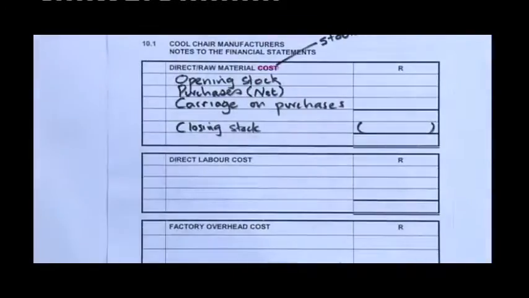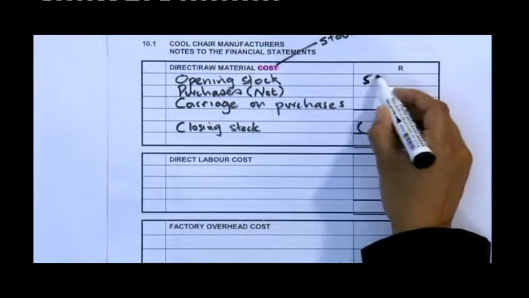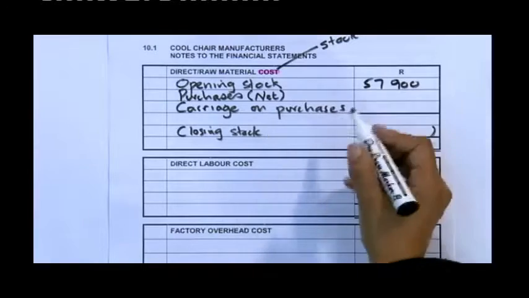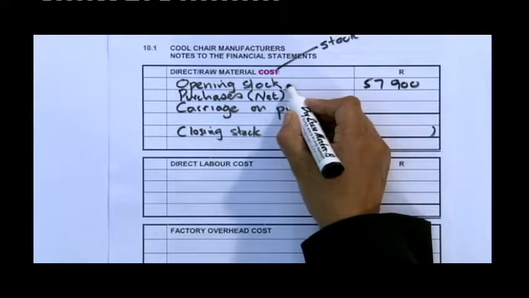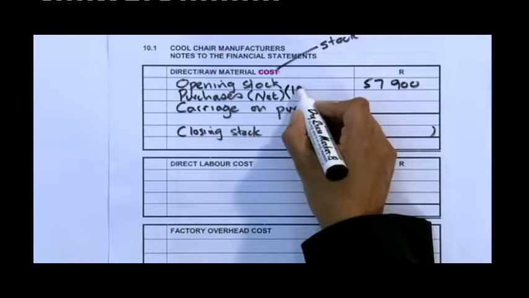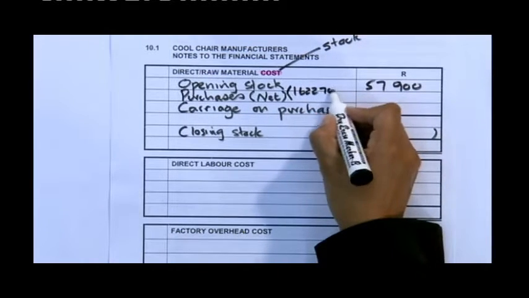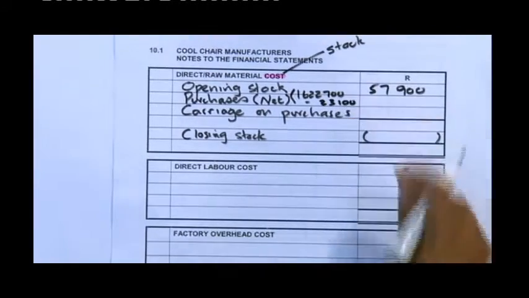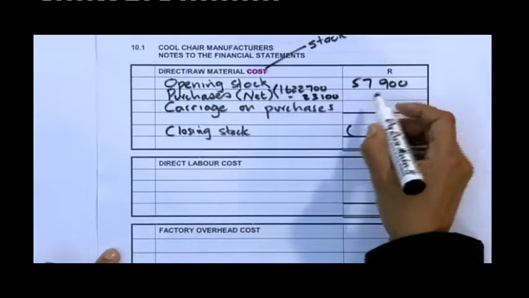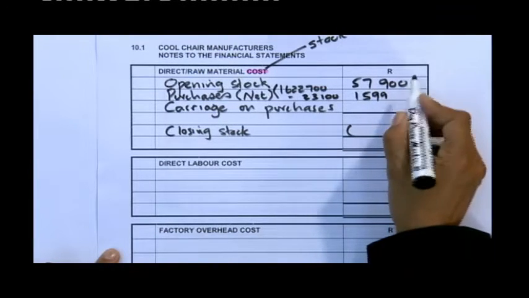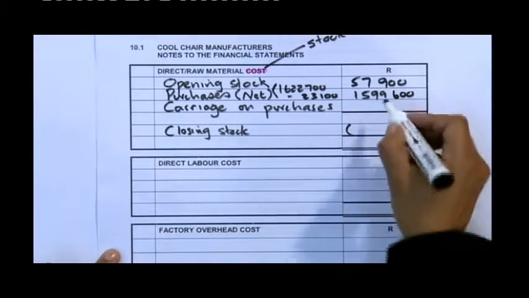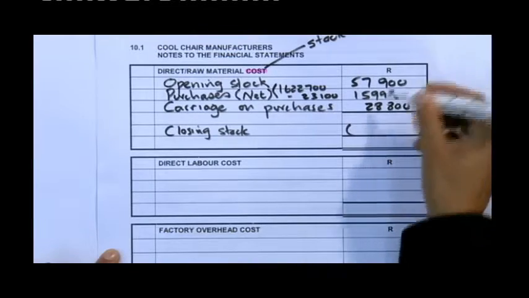Okay, put that one side. Remember, I said I need to take the 57,900. Okay, then my net purchases will be, and I'm going to try and fit it in here in brackets. I'm going to try and write as small as possible. 1,622,700 Rand minus my returns of 23,100. And I'm going to get a net purchase amount of 1,599,600 Rand. Okay, purchases minus returns. Then my carriage on purchases of 28,800, I'm going to put there.